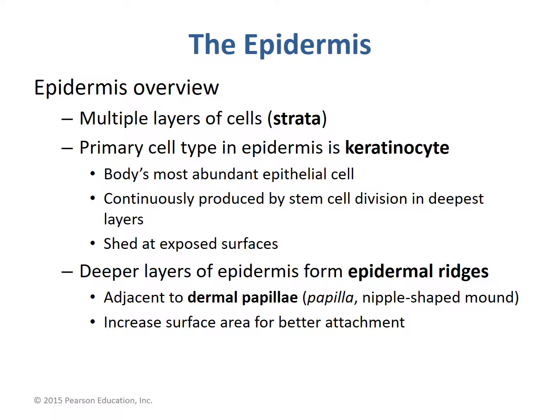It's the body's most abundant epithelial cell, and it is continuously produced by stem cell division in the deepest layer of the epidermis. It is shed at the exposed surfaces, and we call those things skin flakes, or the skin flaking off.